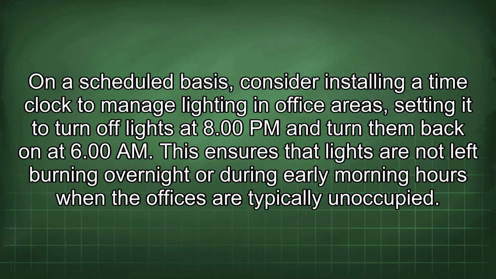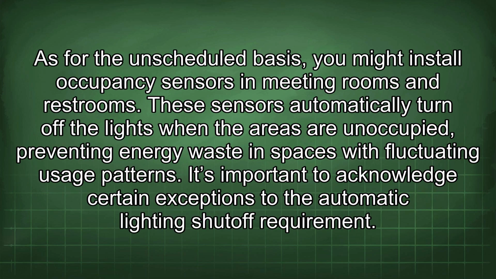On a scheduled basis, consider installing a time clock to manage lighting in office areas, setting it to turn off lights at 8:00 p.m. and turn them back on at 6:00 a.m. This ensures that lights are not left burning overnight or during early morning hours when the offices are typically unoccupied. As for the unscheduled basis, you might install occupancy sensors in meeting rooms and restrooms. These sensors automatically turn off the lights when the areas are unoccupied, preventing energy waste in spaces with fluctuating usage patterns.